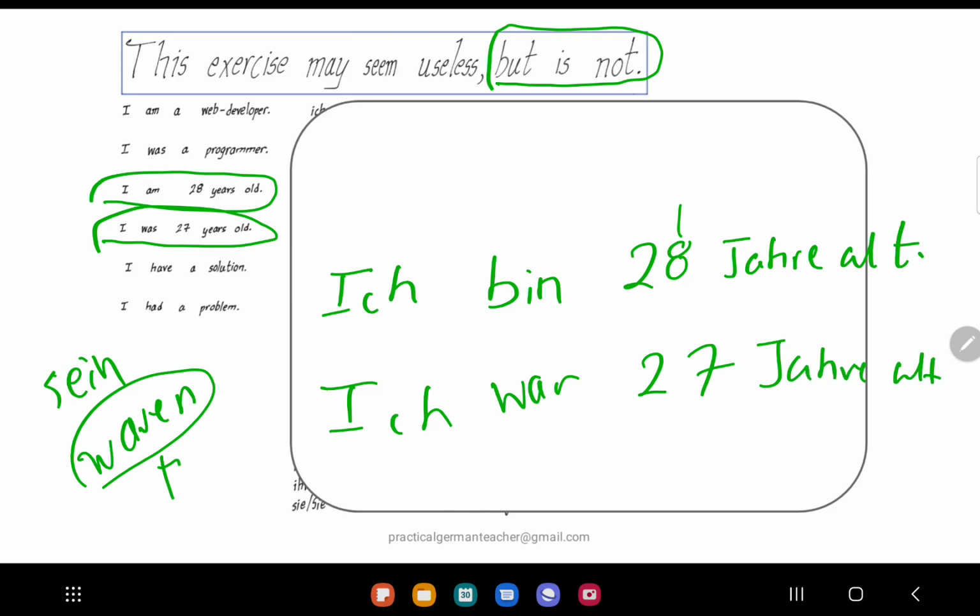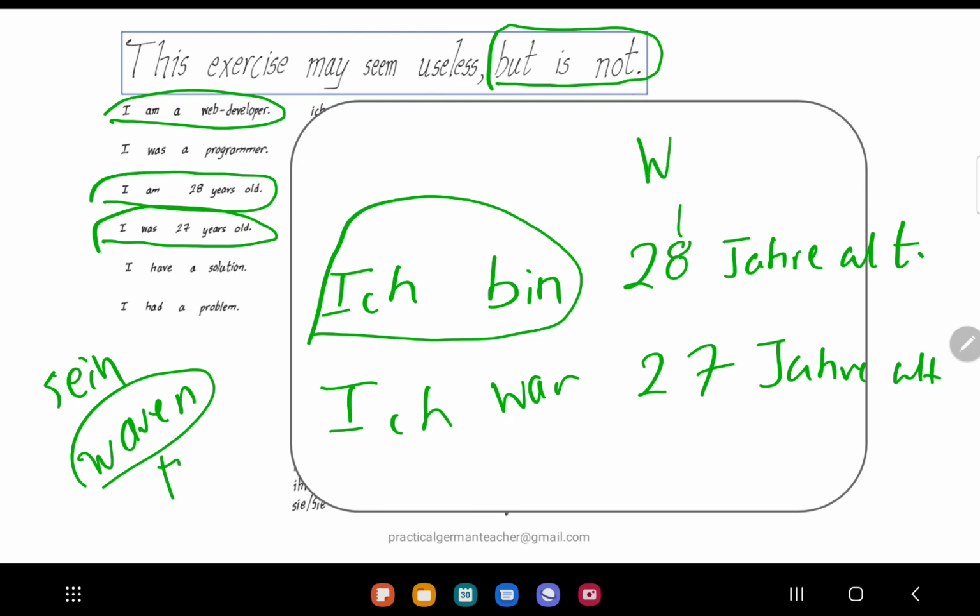And if you want to say I am a web developer, again you can just use I am, ich bin. Then you will have to say web developer, so Webentwickler. And Webentwickler is masculine, so it will be ein. Even if it was neutrum, it would have been ein. If it was feminine, it would have been eine.